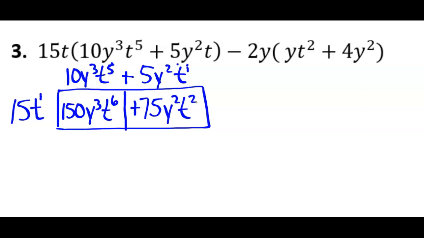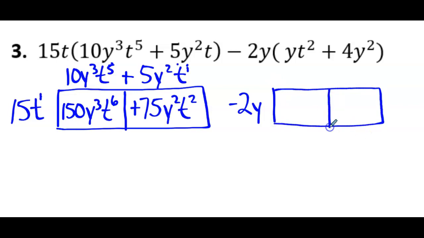Okay, now I'm going to do the box method over here too. I'm going to have my negative 2y, and in my box I'm going to get two things. I'm going to get y t squared here and 4y squared here. Okay? All right, now let's look here.